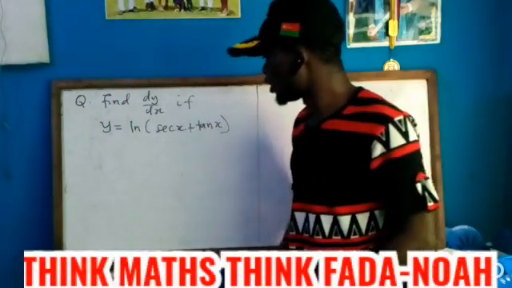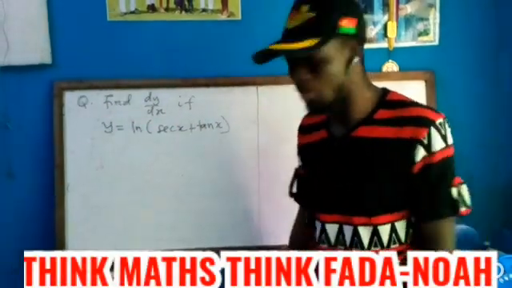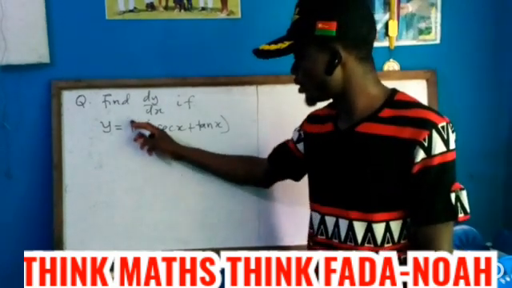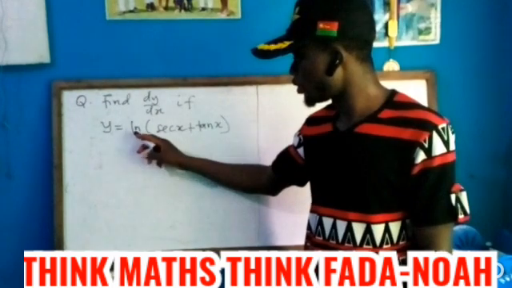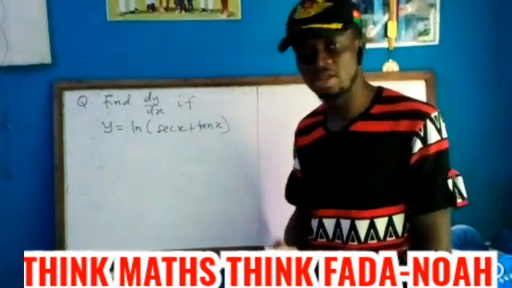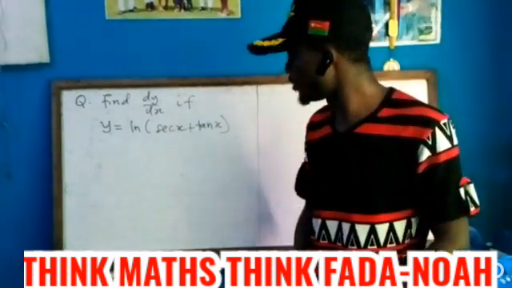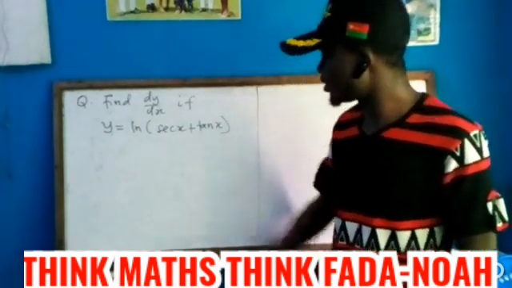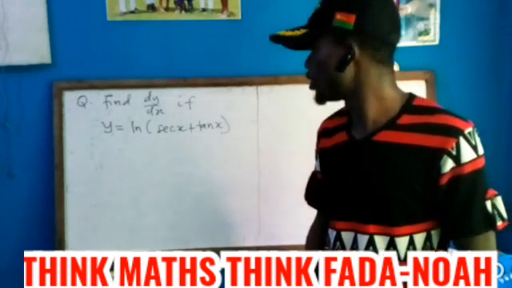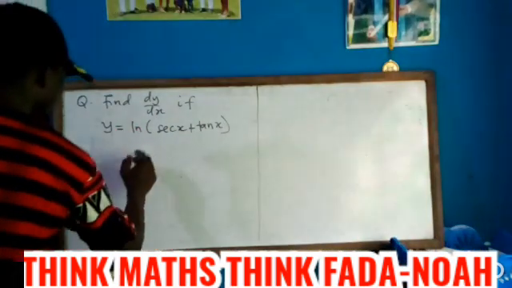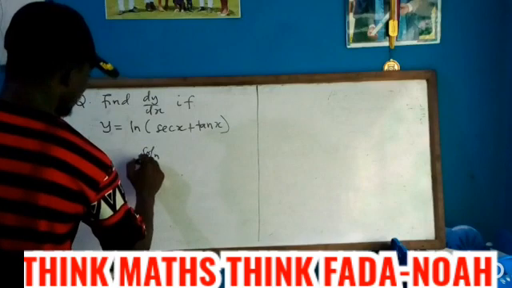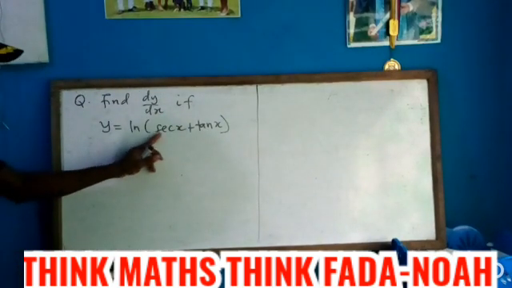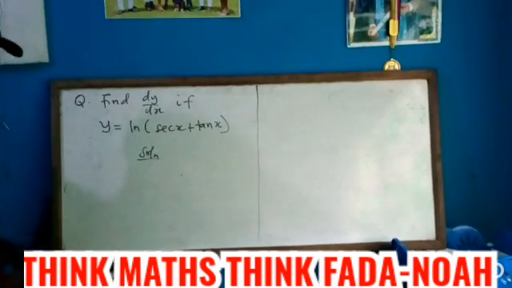Alright, so once again we are looking at derivatives involving natural logarithm, ln. When you have a function involving a natural logarithm and you are asked to find the differentiation, how do you go about it? So let's take this one as an example. So we have our solution. We say find dy/dx if y equals ln of (sec x plus tan x).